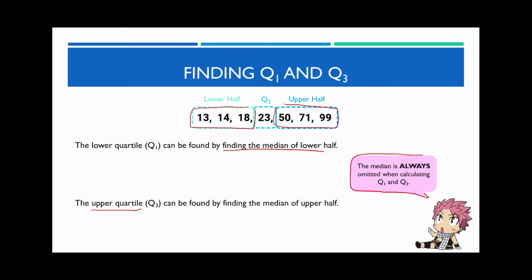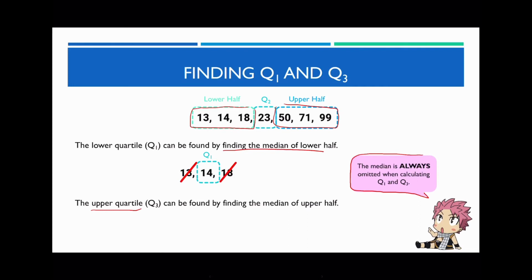Now, once you've separated this into the lower half and upper half, then you can find the lower quartile and the upper quartile. So my lower quartile consists of these three numbers. Notice again that your median is not included at all. And in order to find the lower quartile, find the median of these three numbers. In this case, it's pretty obvious that 14 is going to be the median.